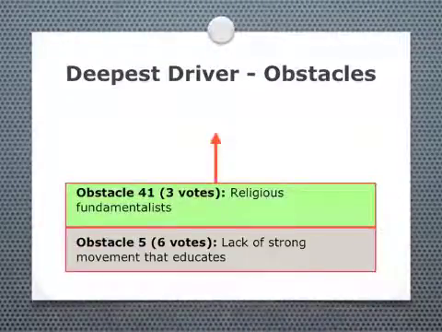The deepest drivers, in a cycle with one another, included Obstacle 41, receiving 3 votes, religious fundamentalists, and Obstacle 5 with 6 votes, lack of strong movement that educates. If addressed, they will have significant influence on those above it connected by the arrows.